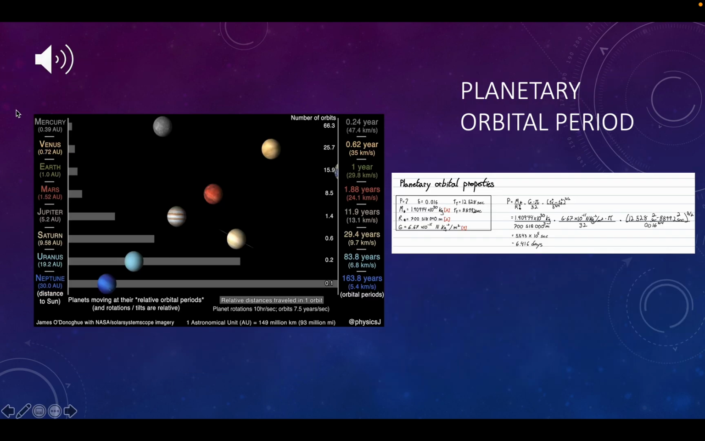Planetary orbital period is the time it takes for the planet to complete a full rotation in orbit around its solar source. By calculations, we found that it takes approximately 6.420 days to do so, which is quite short when comparing it to that of the Earth, which is 365 days.